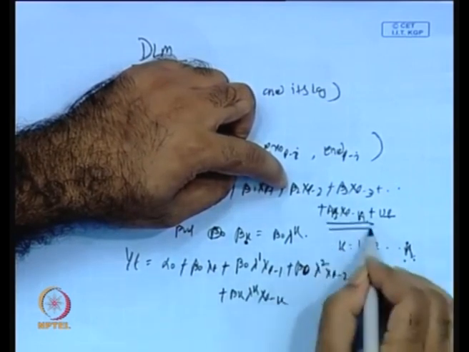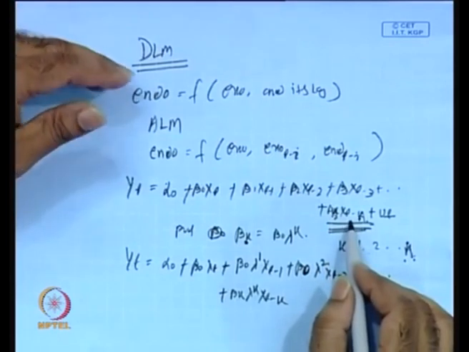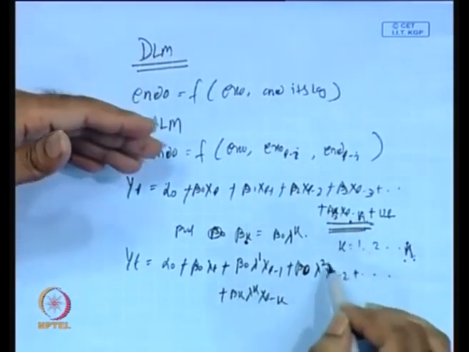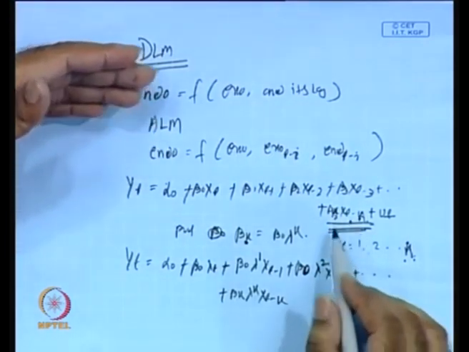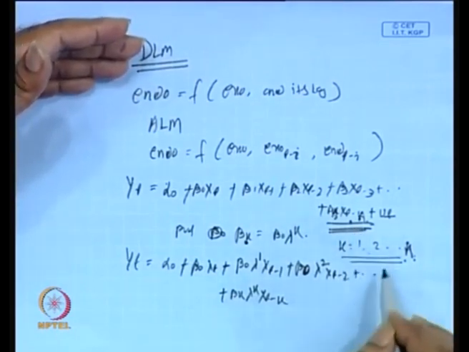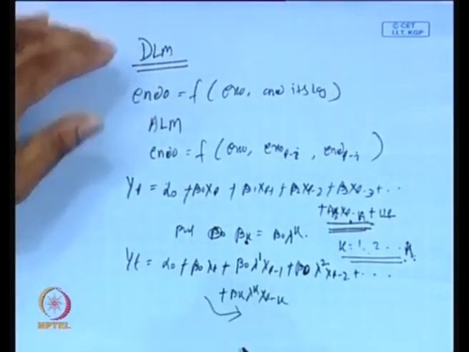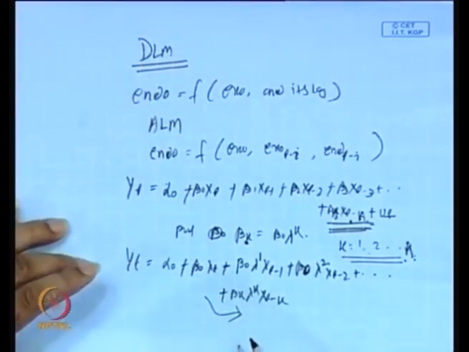So, this particular component, beta k x t minus k. There is no point in introducing n again. Since it is k number of variables, or k number of lags, obviously we will take these schemes in that fashion. Automatically this series will be transformed into this particular structure. So, what I will do here.